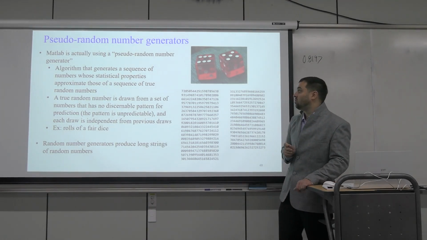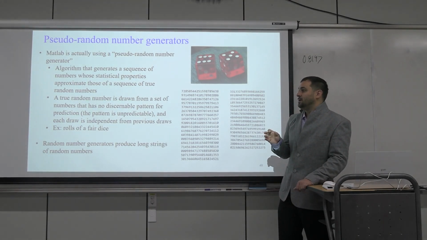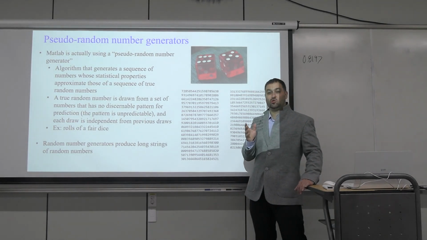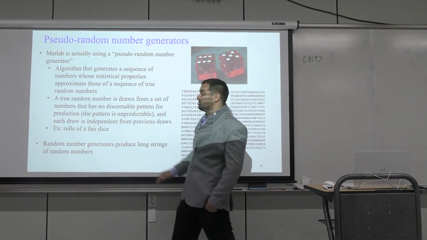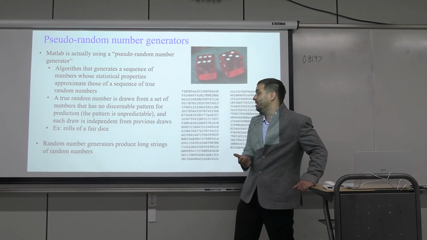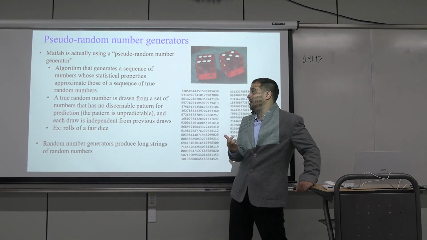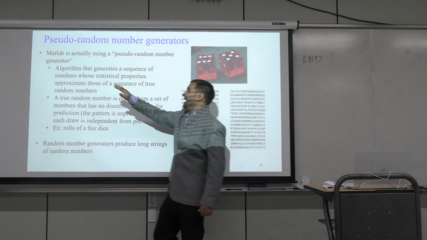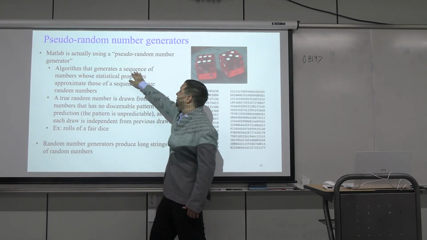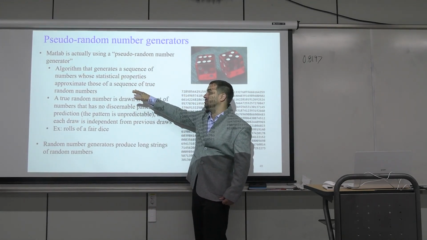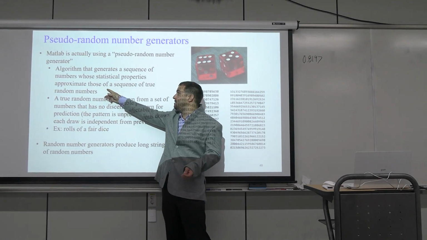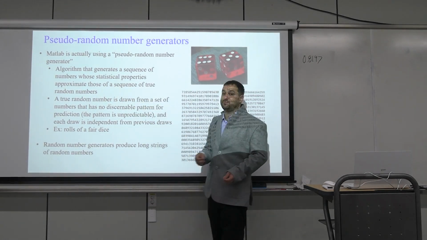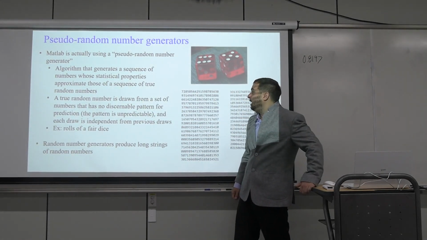Pseudo-random number generator. MATLAB is actually not producing true random numbers. It's using a pseudo-random number generator. So what is a pseudo-random number generator? It's an algorithm that generates a sequence of numbers whose statistical properties approximate those of a sequence of true random numbers.